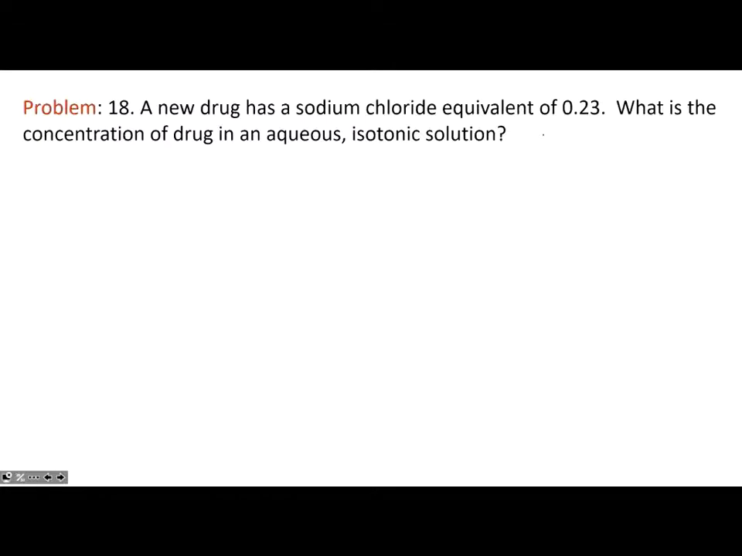All right, so this is an interesting one, only in the sense that it's kind of a tricky question. I don't know if you would just know how to... it says a new drug has an E value, a sodium chloride equivalent, of 0.23. We've talked about those, you know what that means. So what is the concentration of an isotonic solution?